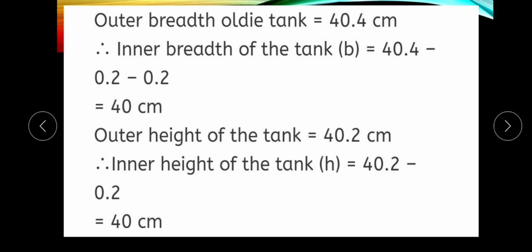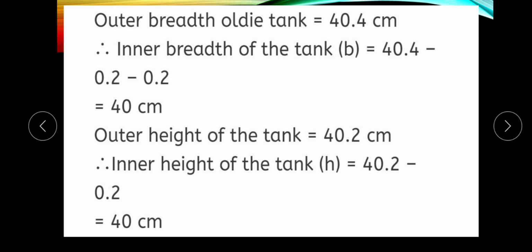Similarly, now the height of the tank is given as 40.2 centimeter. Therefore, the inner height of the tank will be 40.2 minus 0.2. That will give us 40 centimeter. So dear children, we got the length, breadth and height of the inner side of the fish tank. That is, the length we got as 60, breadth we got as 40 and height we got as 40.